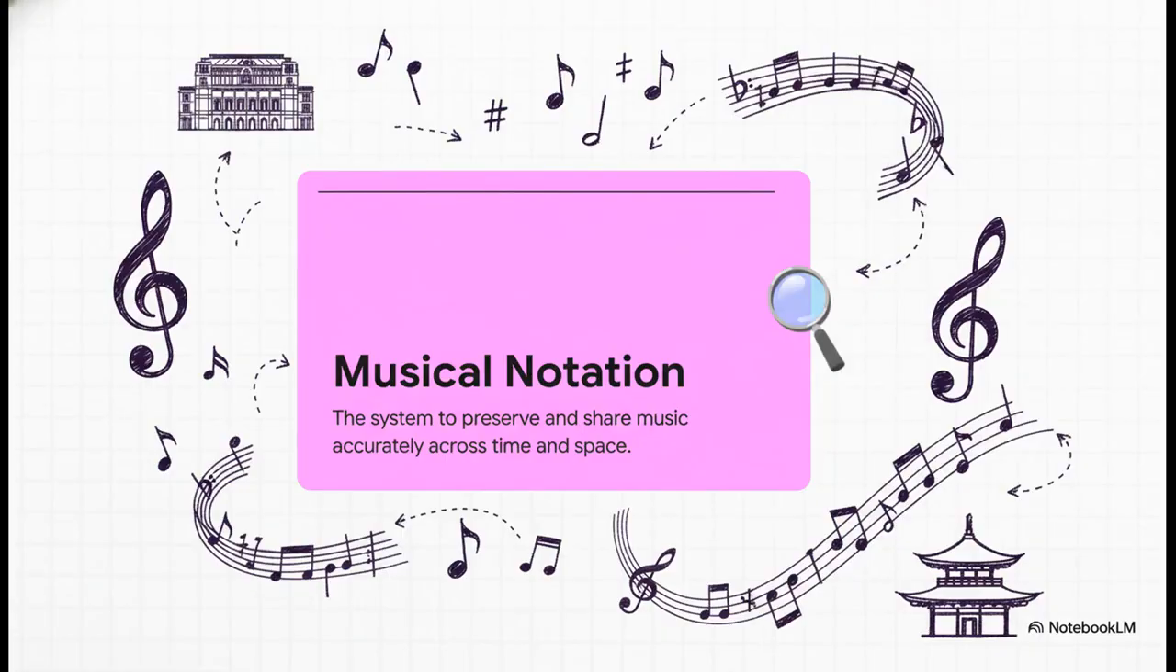Well, the answer is this brilliant thing called musical notation. It's this incredible system that people developed over centuries to solve that exact problem. It's what allows us to preserve music, to share it, so that a song written in Vienna 200 years ago can be played exactly the same way in Tokyo today. It's basically a time machine for sound.